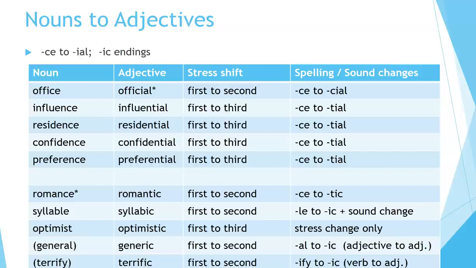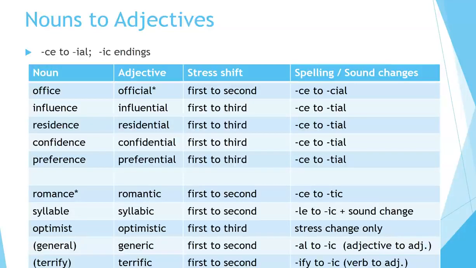Influence, influential. Spelling change from CE to TIAL. The syllable stress goes from the first to the third syllable. Influential. Look at the next ones. They follow the same patterns.